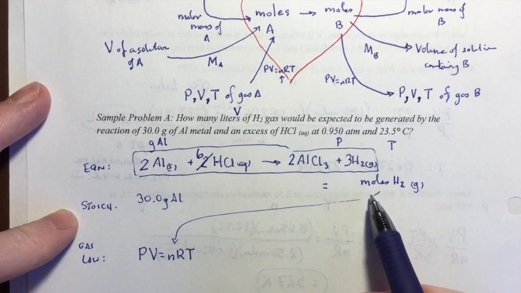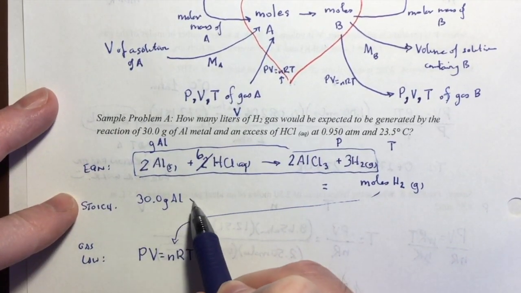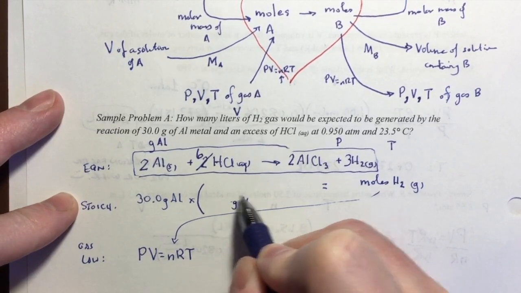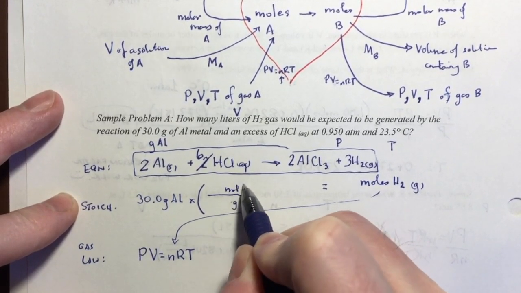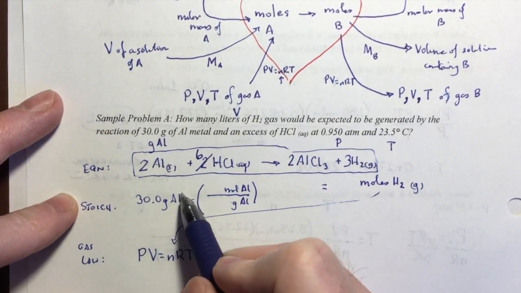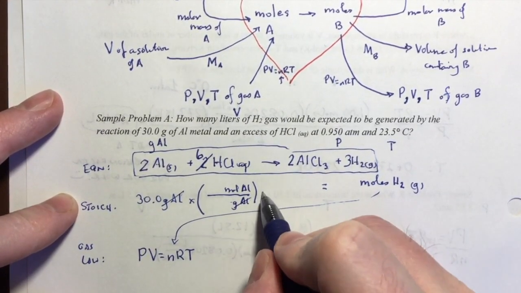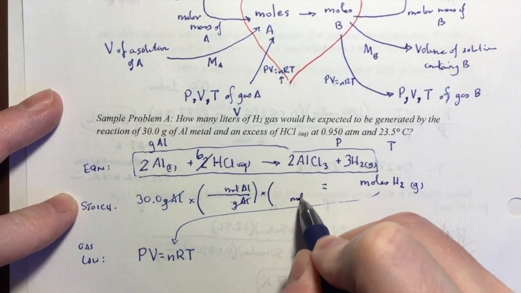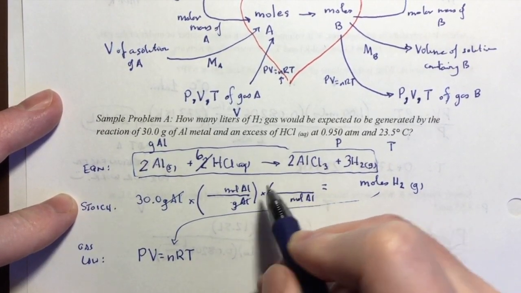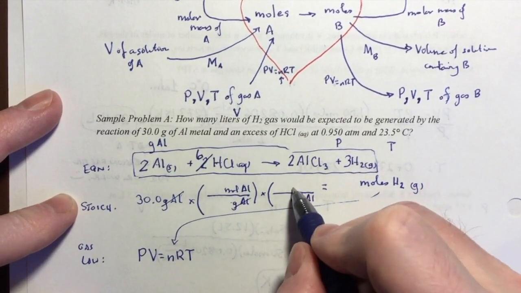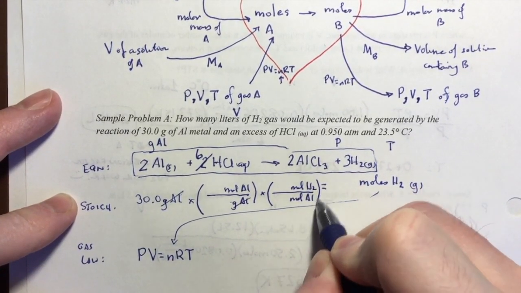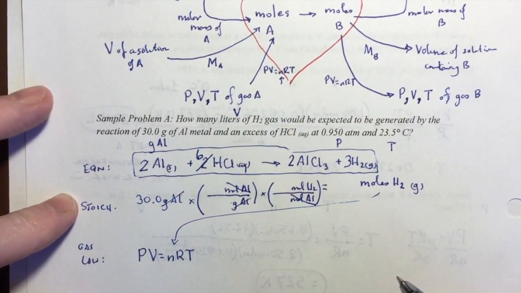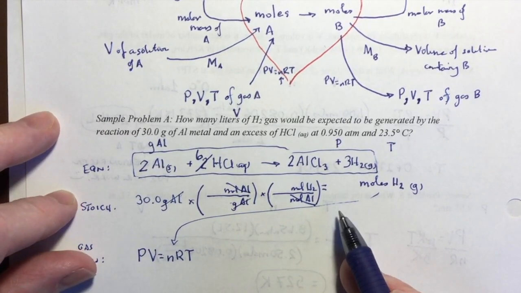And I need to convert it to moles of H2. So I'm going to convert grams of aluminum to moles of aluminum so that my grams of aluminum can cancel. Then my next step would be moles of aluminum to moles of H2. Moles of aluminum has to go on the bottom, moles of H2 on the top, so that my moles of aluminum can cancel. So my dimensional analysis is set up correctly.